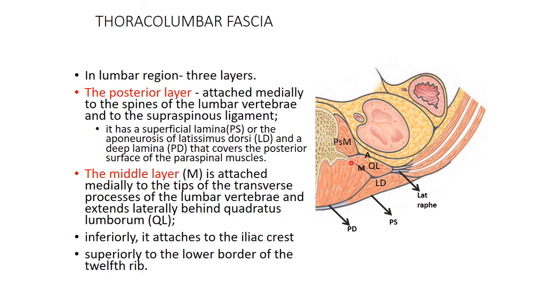It is attached medially to the tip of the transverse process of the lumbar vertebrae. It extends laterally. See, this muscle is the quadratus lumborum muscle. So it is extending behind, or posterior to, the quadratus lumborum muscle laterally. Okay, so it is behind the quadratus lumborum muscle. When we trace this fascia inferiorly, it gets attached to the iliac crest, and superiorly, it is attached to the lower border of the 12th rib. So the inferior attachment is on the iliac crest, the superior is on the lower border of the 12th rib. So the posterior layer, the middle layer, and we'll see the anterior layer in the next slide.